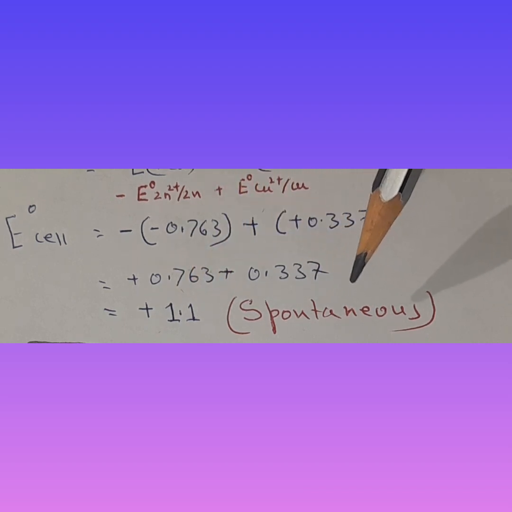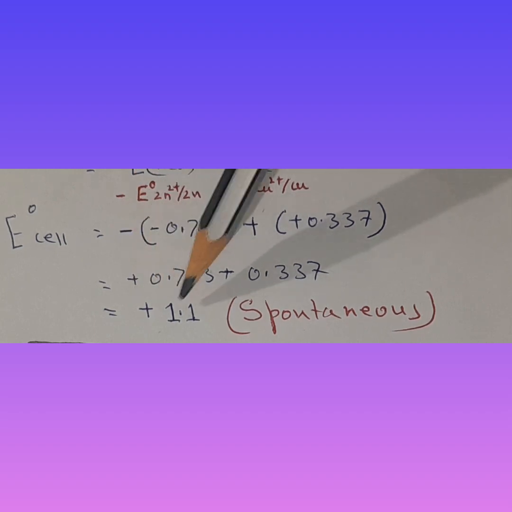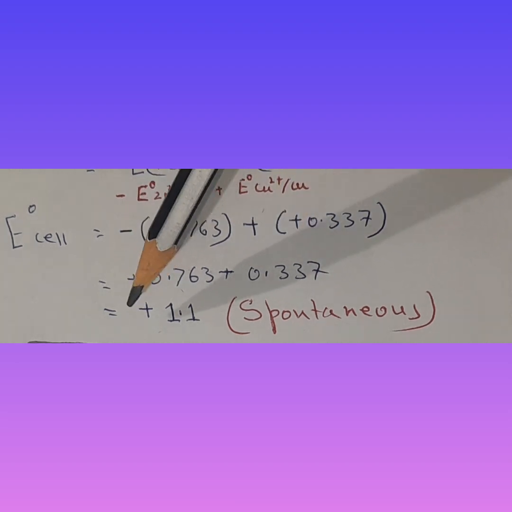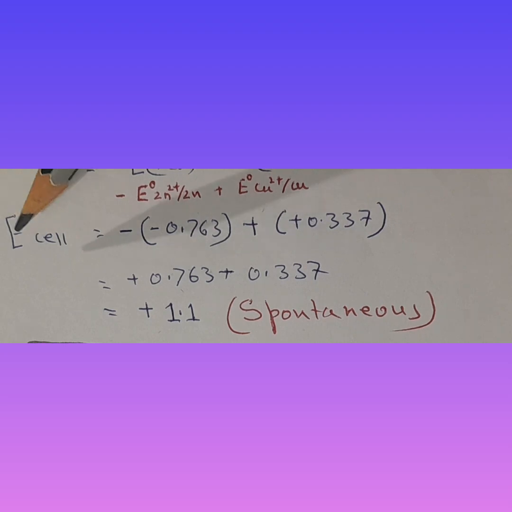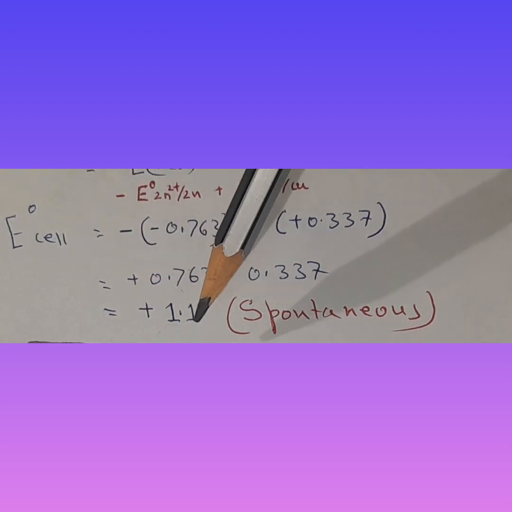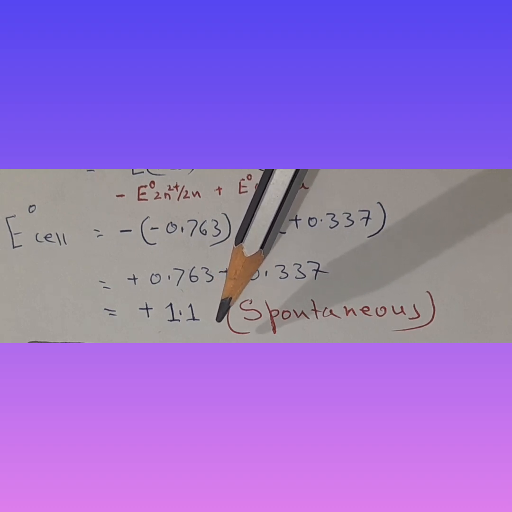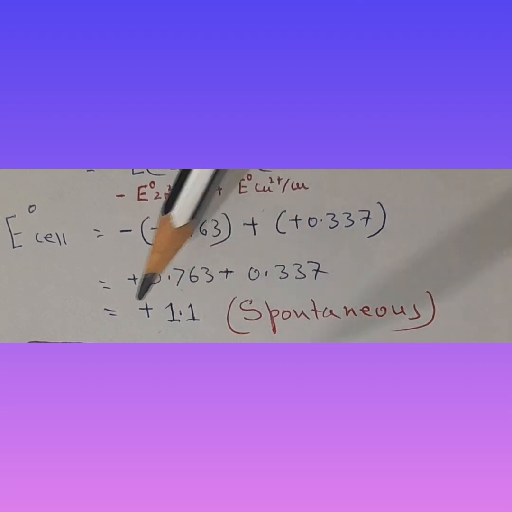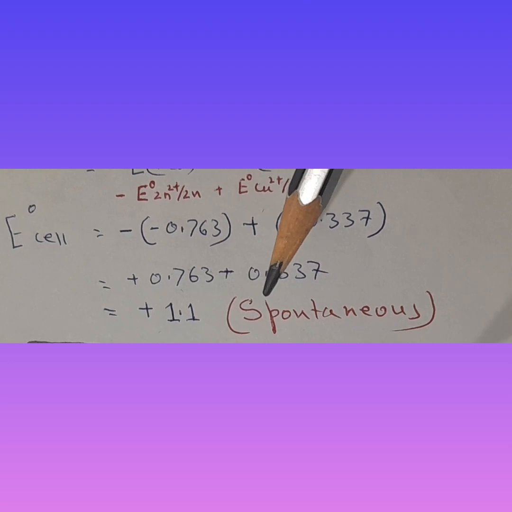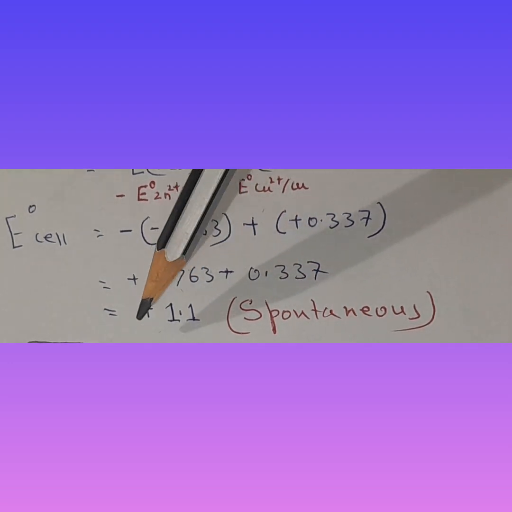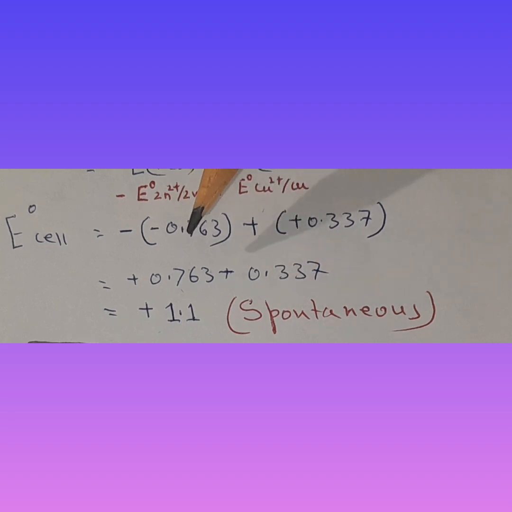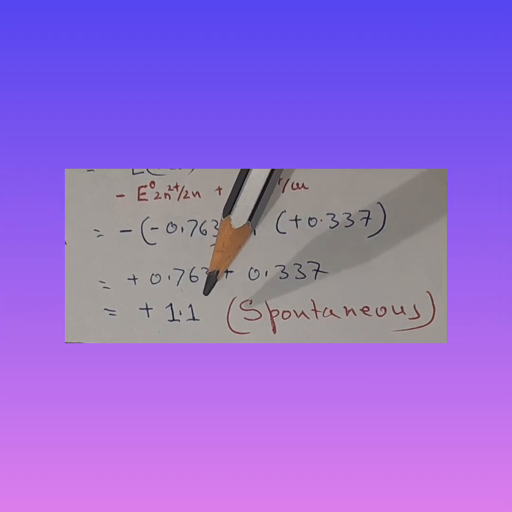This is spontaneous. What do I mean by spontaneous? By spontaneous, I mean that the cell is feasible. Now suppose this value would have been negative on subtraction, so the value that we would have got would have been negative. Any time we get the value as negative, that itself means that the cell is not spontaneous. It's a non-spontaneous cell. That means the cell won't work, and that also means that we have got to interchange the electrodes. The anode has to be converted to cathode and cathode to anode. Whereas in this case, we are finding the value is positive. So that's spontaneous. Whatever we have done is right, and the cell is working. All right.